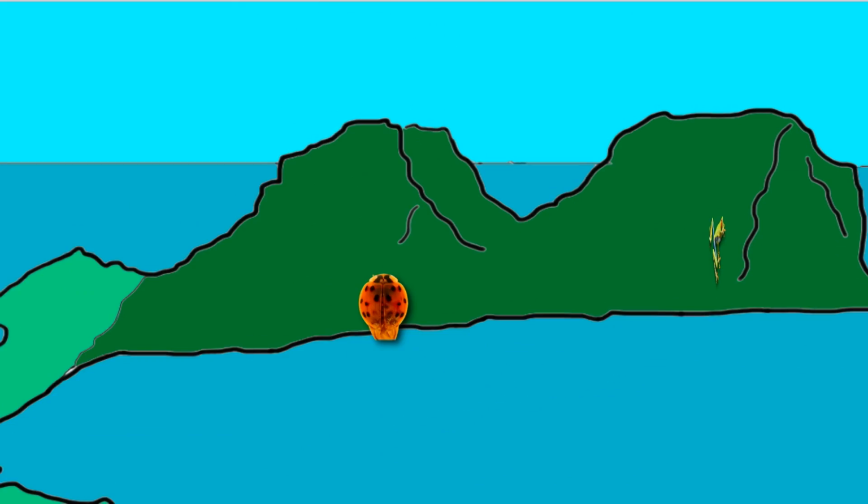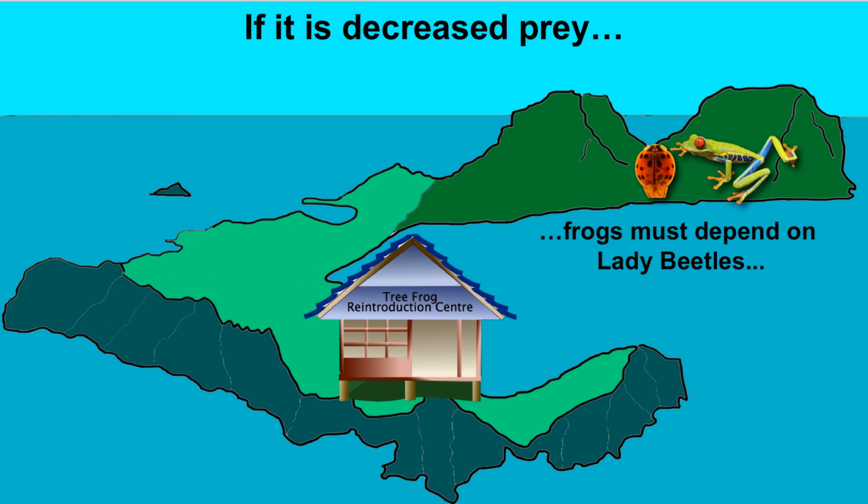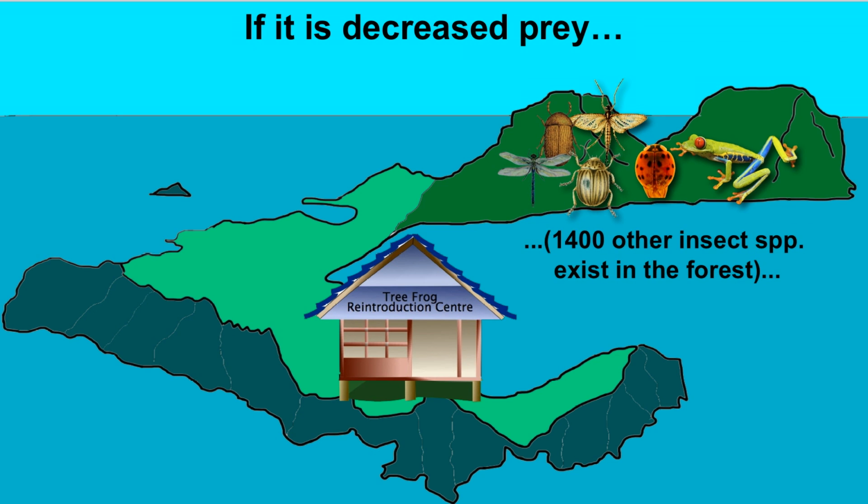Now, turning to the beetles, the situation is more subtle. Because for the decline of the beetles to affect frogs this badly, the frogs must actually depend on this one species of insect as their main source of food. This would be unusual for a frog, and it is especially so in this case because the Picobar tree frog's habitat supports over 1,400 species of insects, many of which would appear to be suitable as a food source.